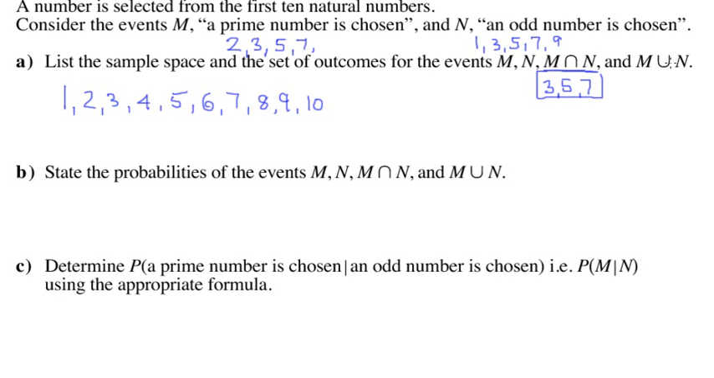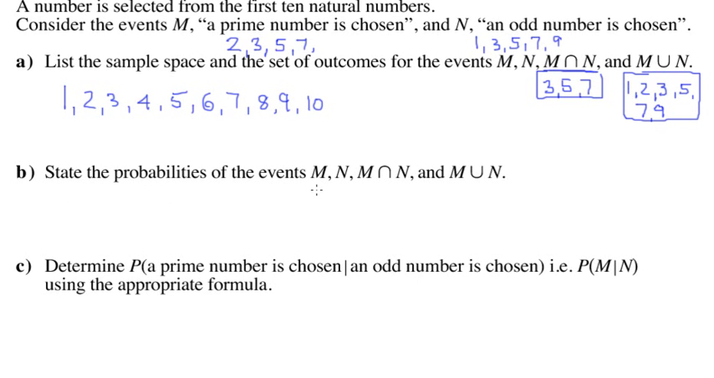And for m or n, that would be the numbers that are either prime or odd. So now we have to do, not the overlap, the combination of these two lists. That would give you 1 and 2. 3 occurs twice, which is fine. Not 4, 5, not 6, 7, not 8, and 9, and not 10. So there's all the numbers that are either prime or odd, or in some cases both.